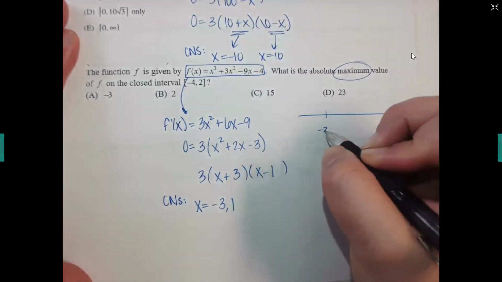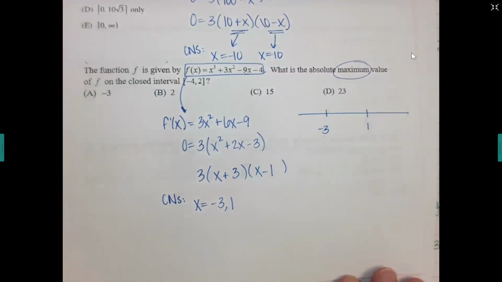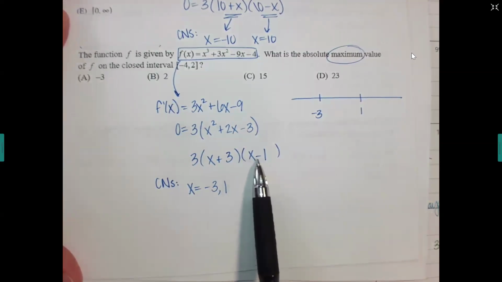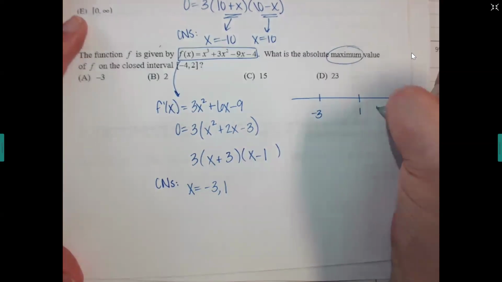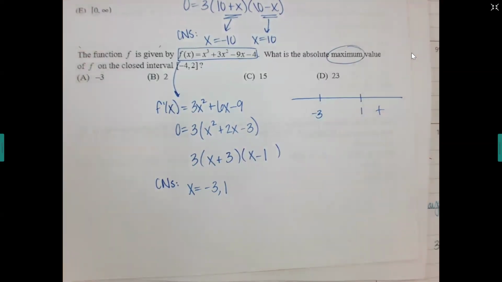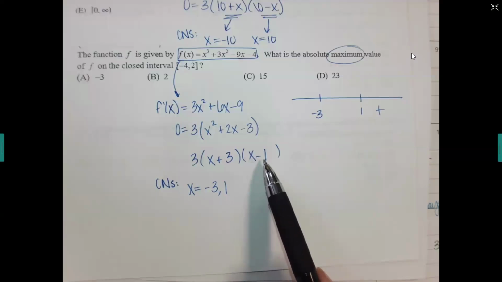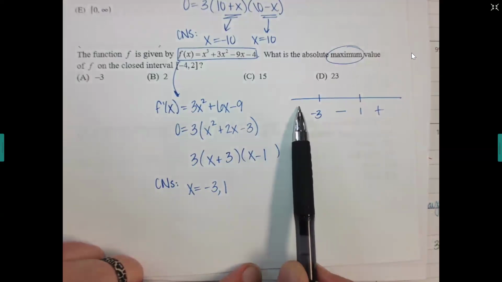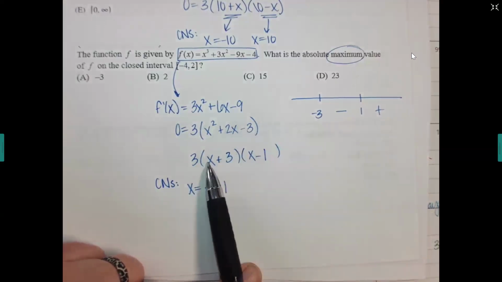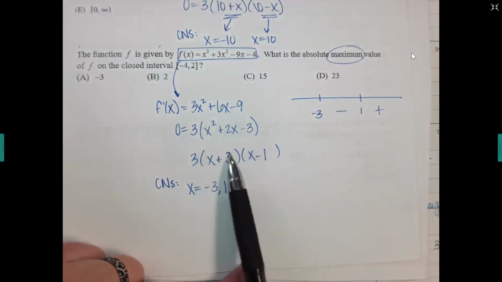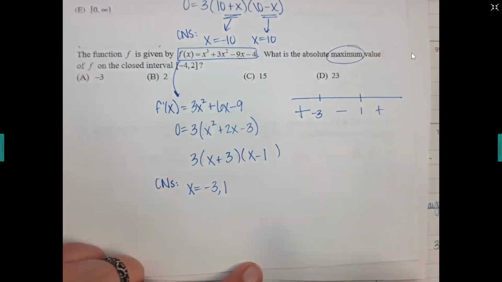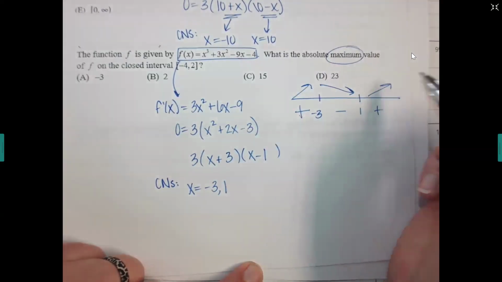Pick a number bigger than 1, say we just pick 2 to keep it easy. 2 minus 1, how does it come out? 2 plus 3. 2 positives make a positive. Between them, let's say I pick 0. 0 minus 1 is negative, 0 plus 3 is positive, overall negative. And then for my last one, let's say this is like a -4. -4 plus 3 is negative. -4 minus 1 is negative. But when I multiply 2 negatives, what do I get? Positive. Very good. So then I know that it goes up, down, up.